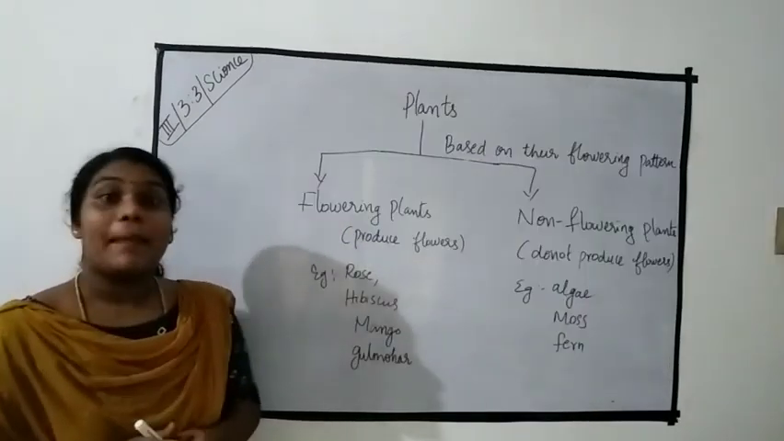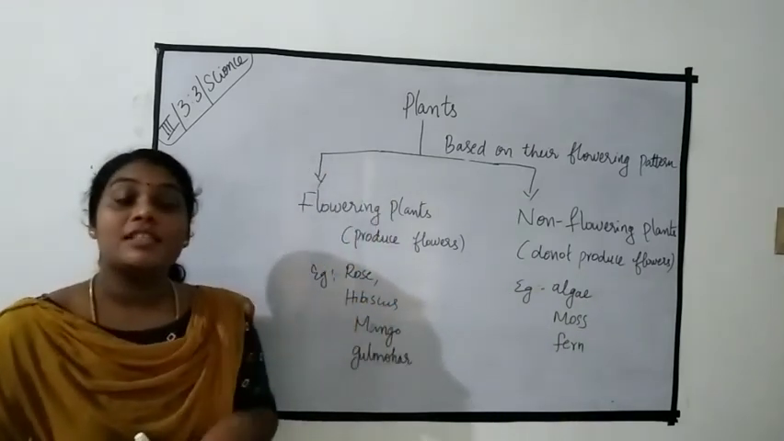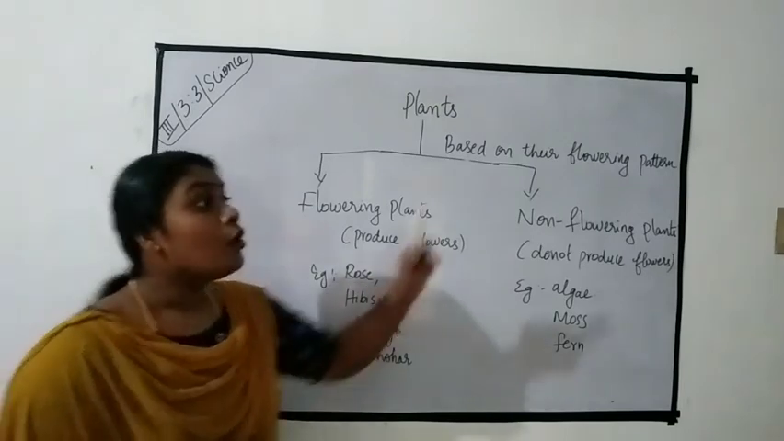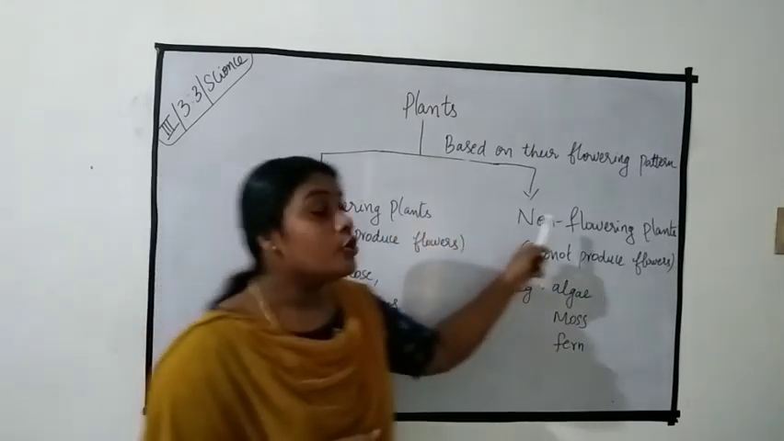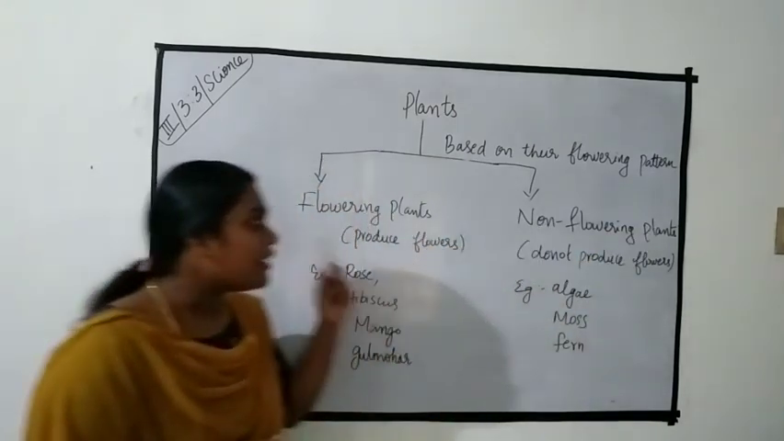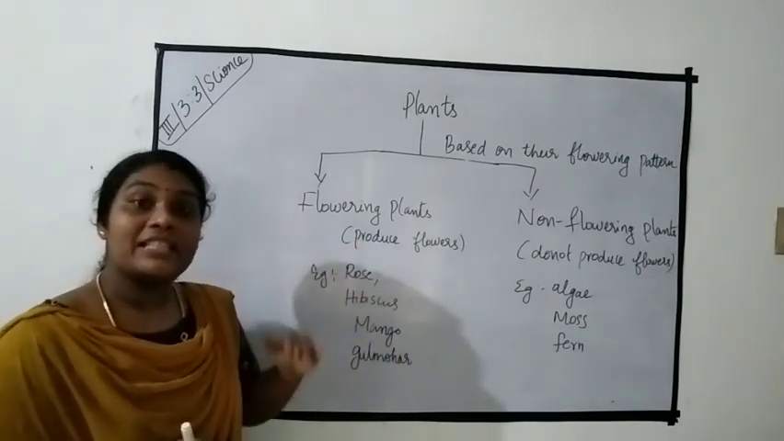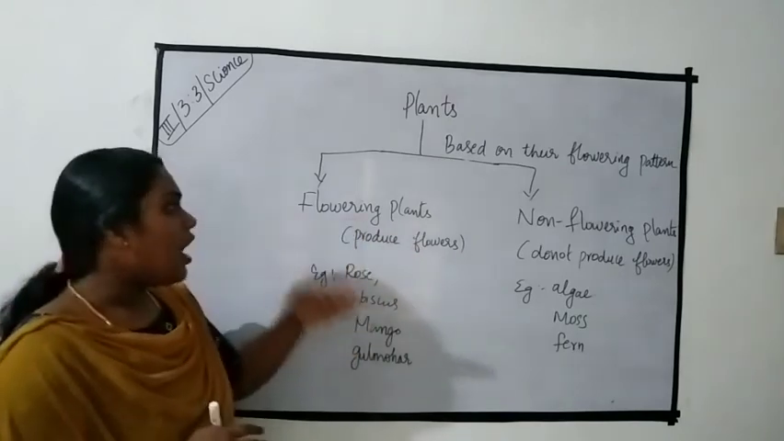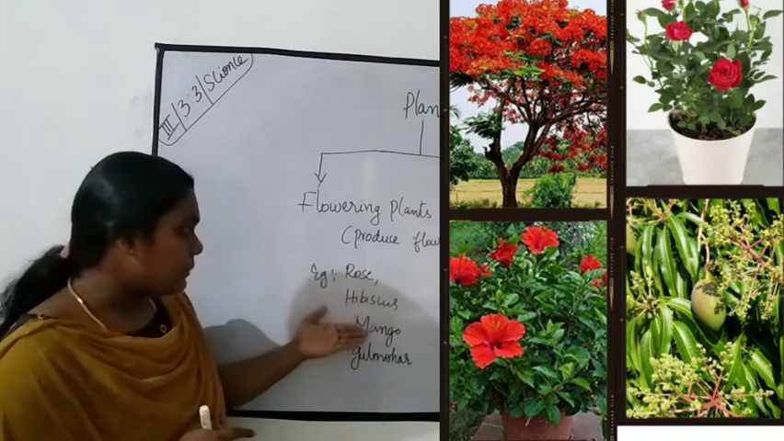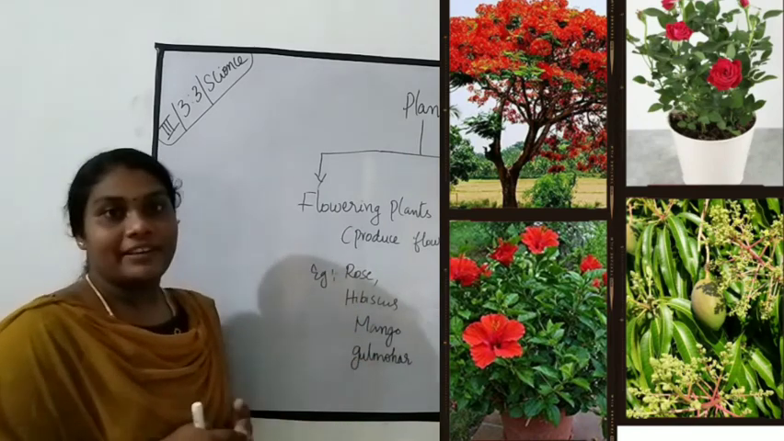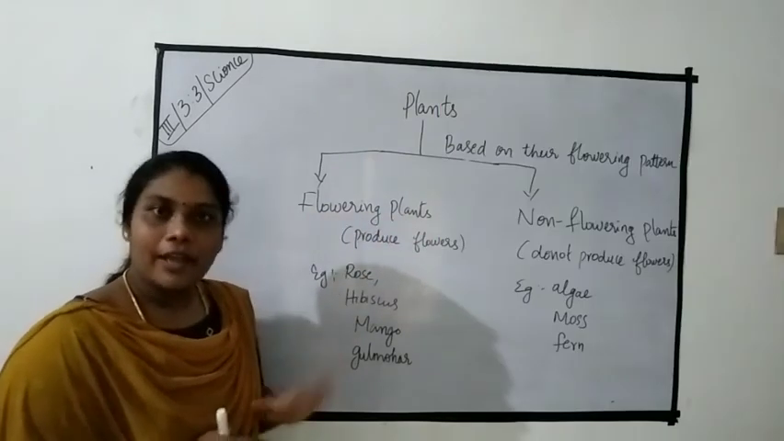The next is plants based on their flowering pattern. We can classify the plants into two based on their flowering pattern. They are flowering plants and non-flowering plants. Flowering plants means plants that produce flowers. Examples are rose plant, hibiscus plant, mango tree, gulmohar tree. These are the examples for flowering plants. All of you clear?